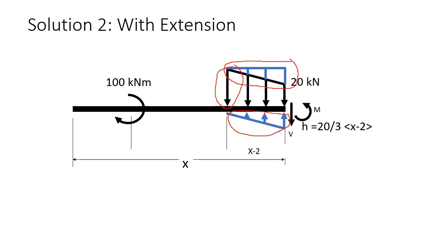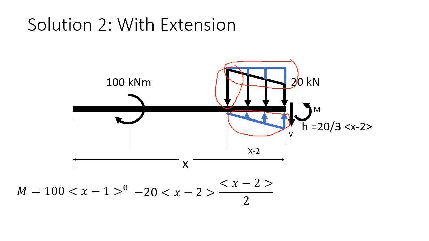Okay? So now, we can make the moment equation. Again, for this clockwise moment, that's 100 times x minus 1 raised to 0. And then for the rectangular load, it creates a counterclockwise moment about the section.